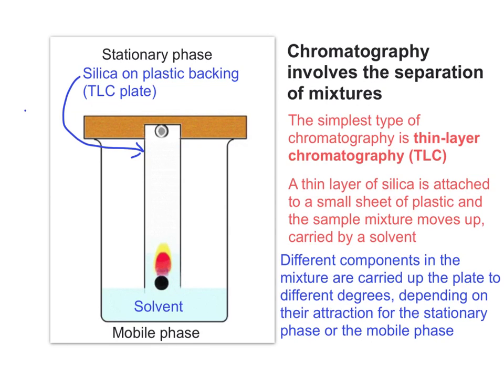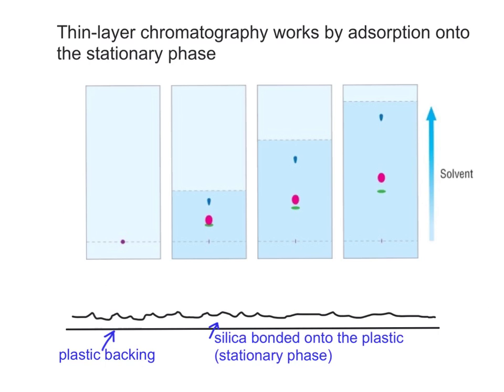In this animation, and in TLC obviously, the solvent will be the mobile phase because it moves up the TLC plate, and the silica in the TLC plate will be the stationary phase. And like we mentioned in the introductory slide, it's down to intermolecular forces between the individual components of the mixture and each phase. So thin layer chromatography works by adsorption onto the stationary phase.